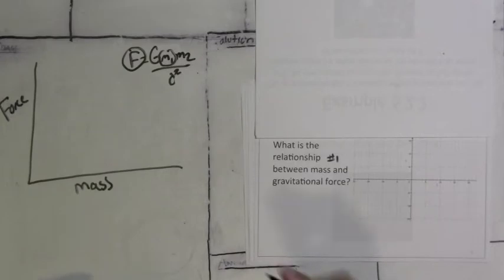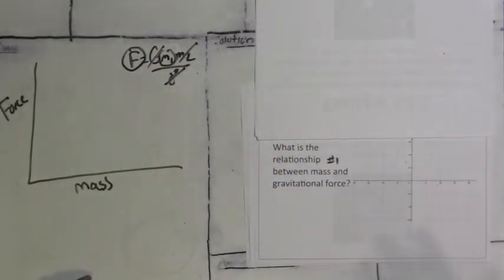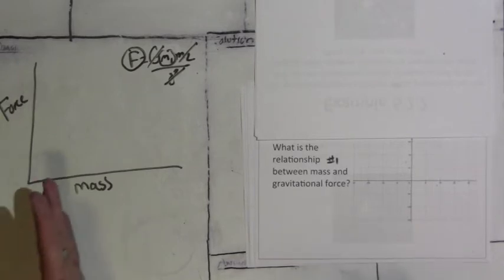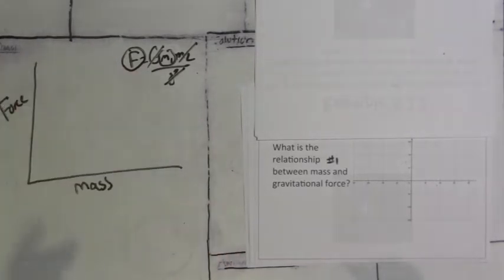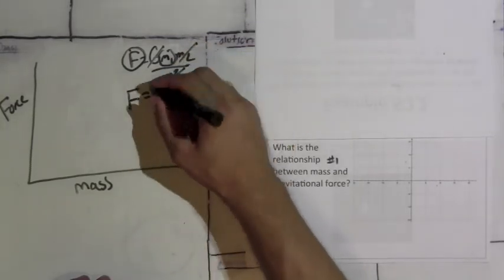Everything else goes away. That goes away. That goes away. That goes away. Because they are assumed to be held constant. If you're increasing one variable, you want to keep everything else the same. So what that simplifies to is just F equals m.